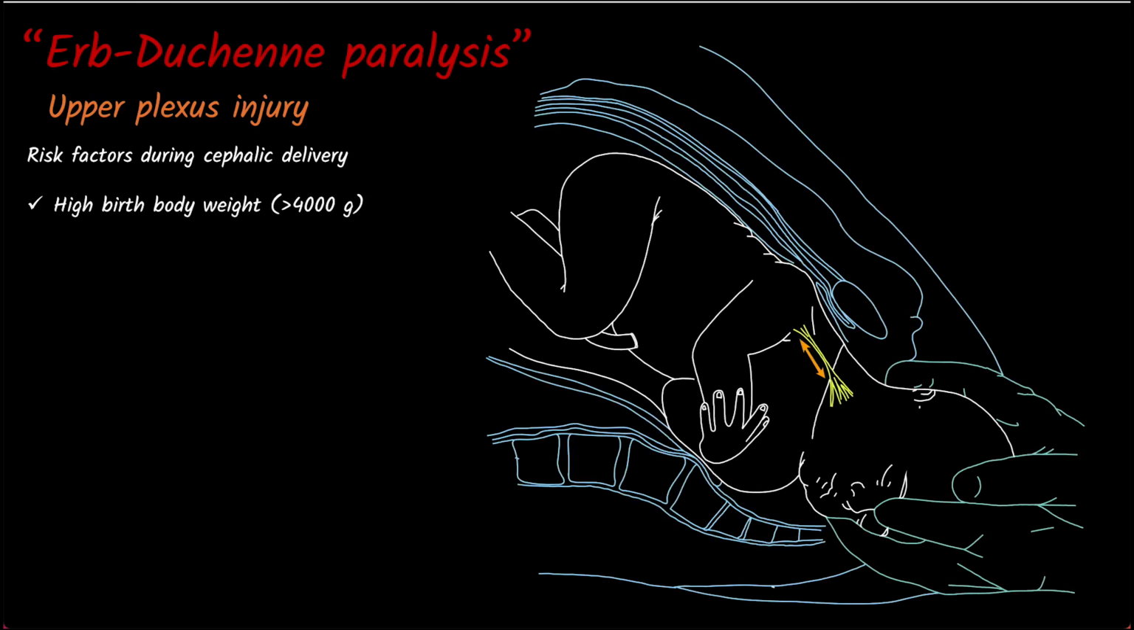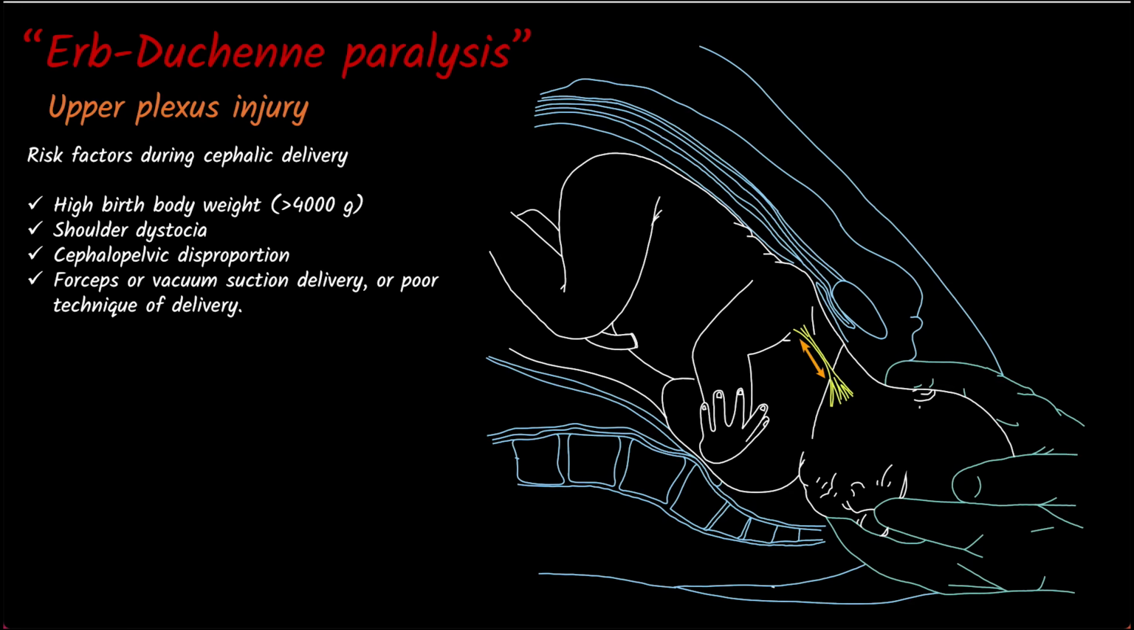High birth weight, more than 4,000 grams. Shoulder dystocia. Cephalopelvic disproportion, which means the circumference of the head of the baby is not aligned with the measurements of the pelvic outlet. And then usage of instruments, forceps, vacuum, or poor techniques, they all are causes for having upper plexus injury. In this image, what are you looking at?